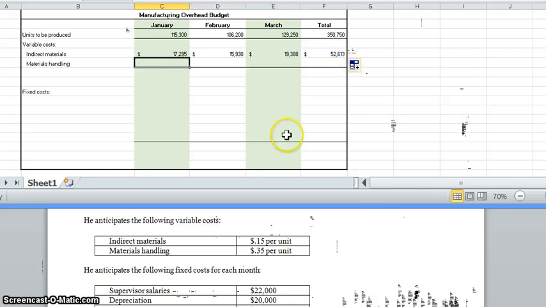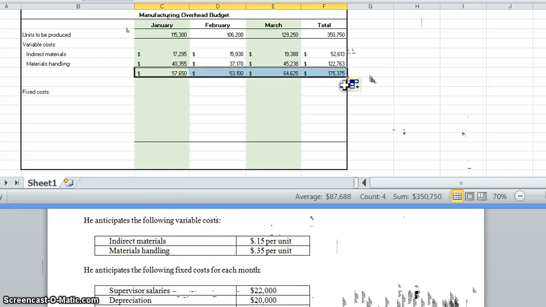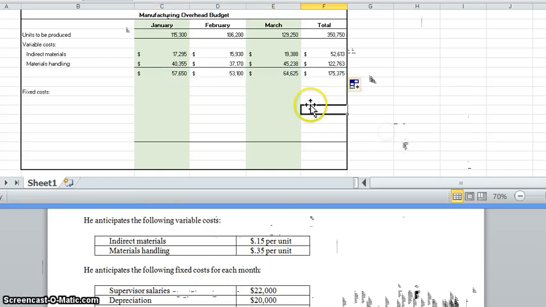And then same thing for materials handling. That one says 35 cents per unit produced. And then simply add them up. And that will give us our totals.